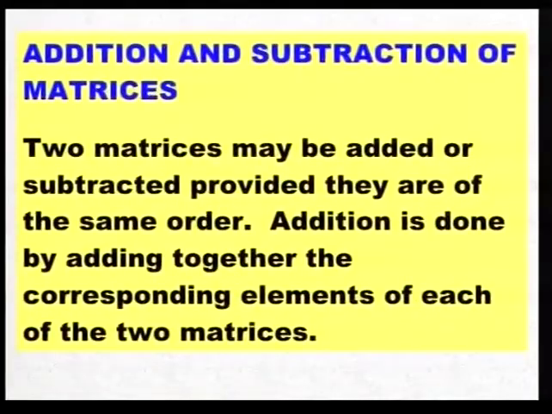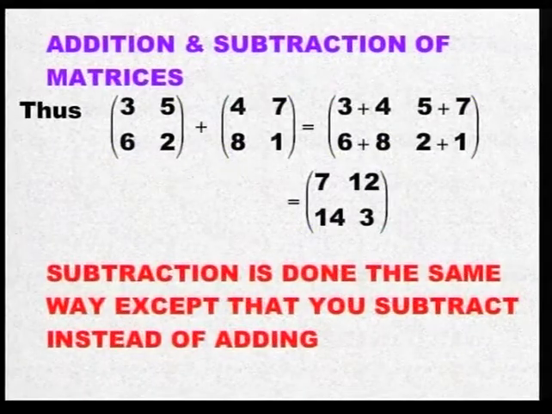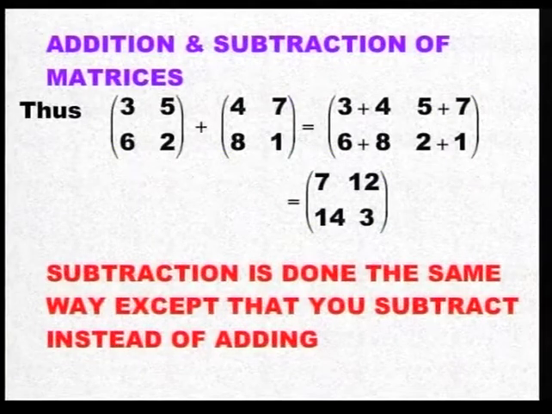Okay, today we'll be looking at adding and subtracting matrices. So the addition and subtraction of matrices. 2 matrices may be added or subtracted provided they are of the same order. Addition is done by adding together the corresponding elements of each of the 2 matrices. Okay, as an example given, 3, 5, 6, and 2 added to 4, 7, 8, 1.